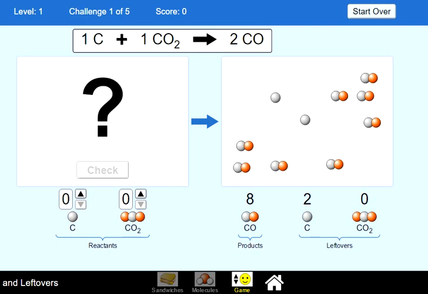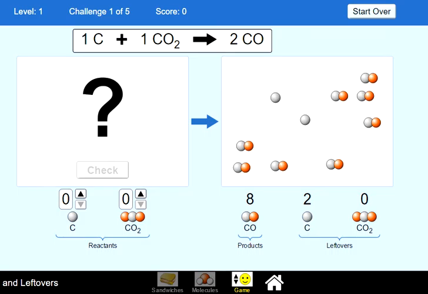So I'll start with level 1. And so the first thing I want to do is interpret what this reaction is telling me up here. So I'm going to say, okay, I know I have 1 mole of carbon reacting with 1 mole of carbon dioxide, and it's forming 2 moles of carbon monoxide. So the first thing I want to do is look down here at the numbers and ask, how many moles of product were formed? Well, I see 8.